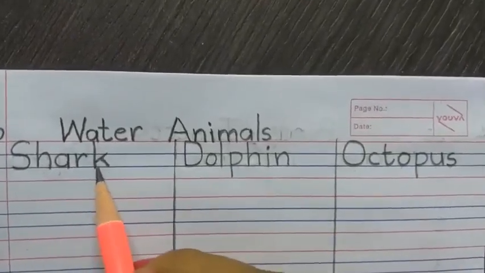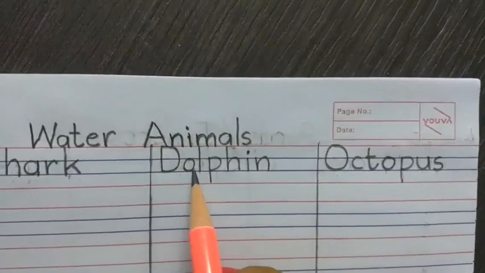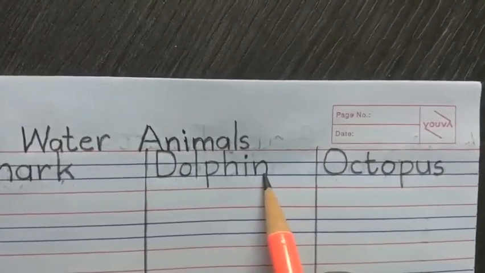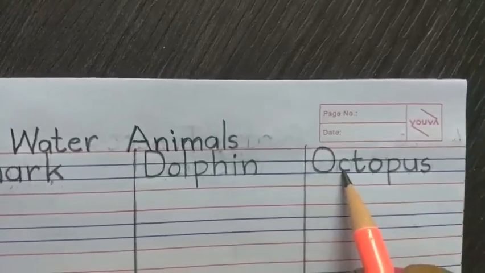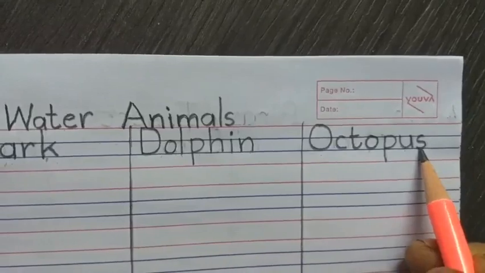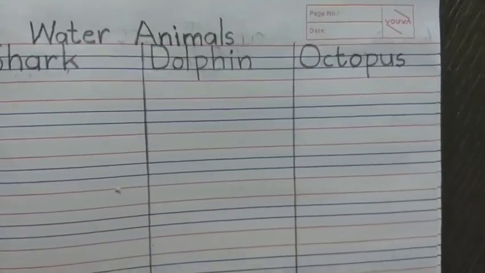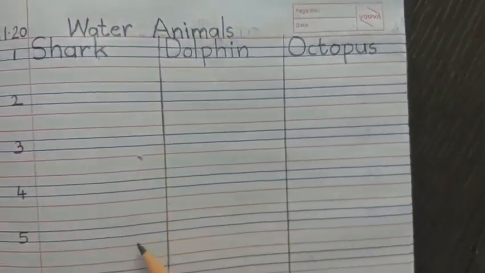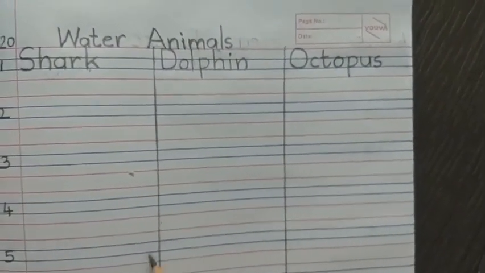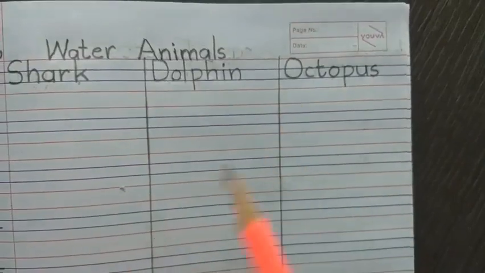S-H-A-R-K. Shark. D-O-L-P-H-I-N. Dolphin. O-C-T-O-P-U-S. Octopus. Now you have to write below here, and you have to learn these spellings thoroughly.